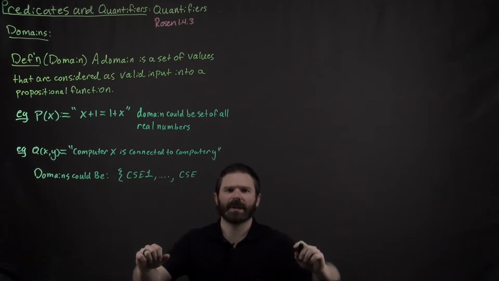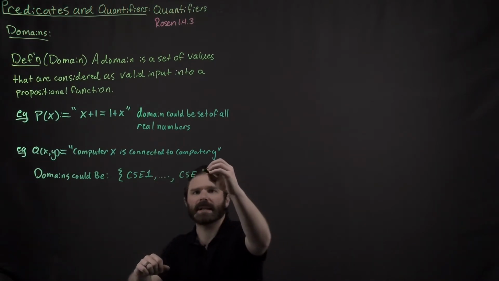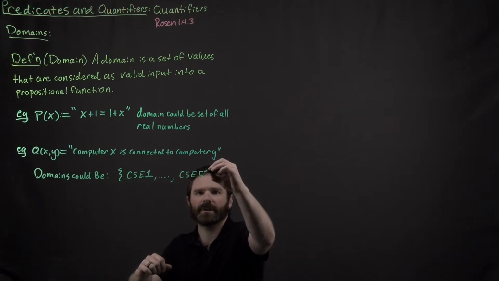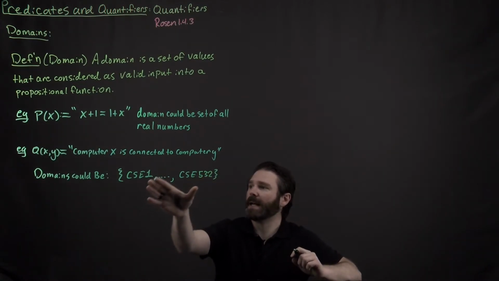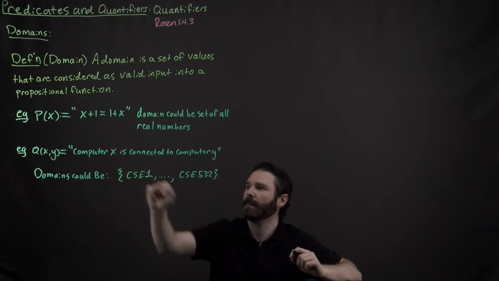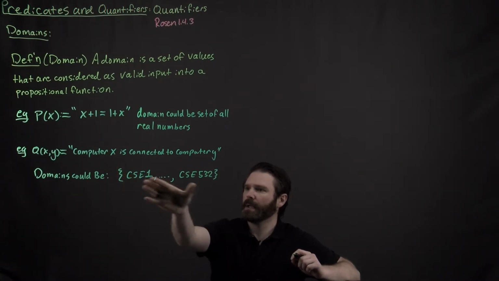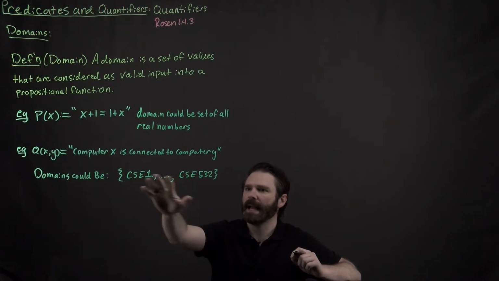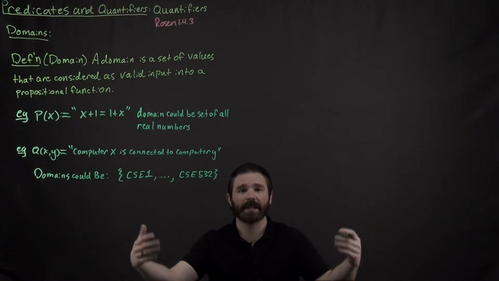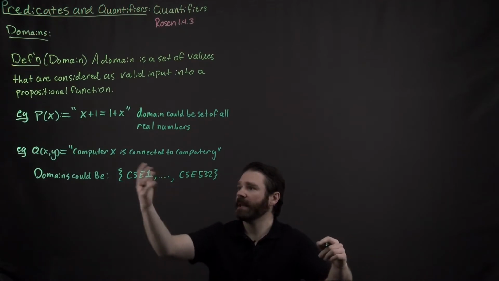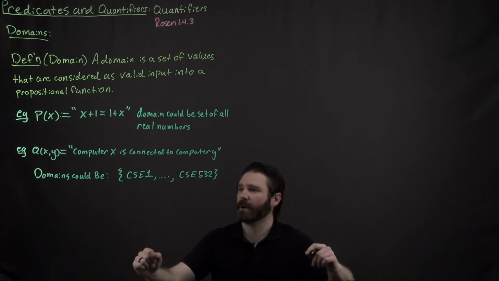I have no idea how many there are, but I'm going to take a random guess and say, I don't know, let's say 532. There we go. So this would be one possible domain for this particular propositional function. X and Y can take on any of these values, and that would be considered valid input. But in different situations, you might be thinking about different kinds of domains.